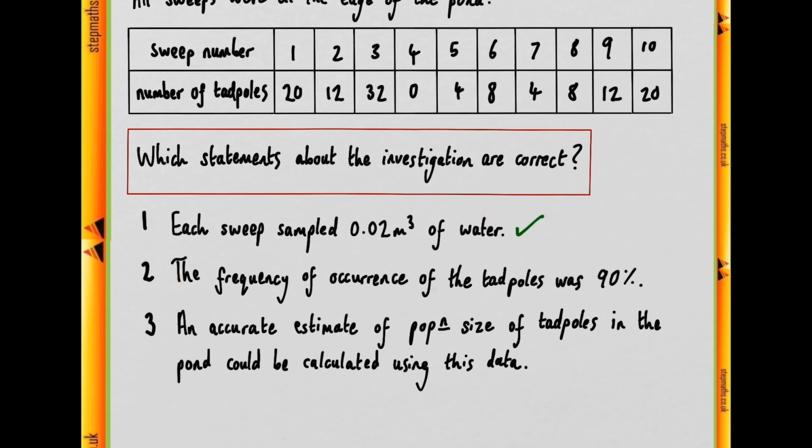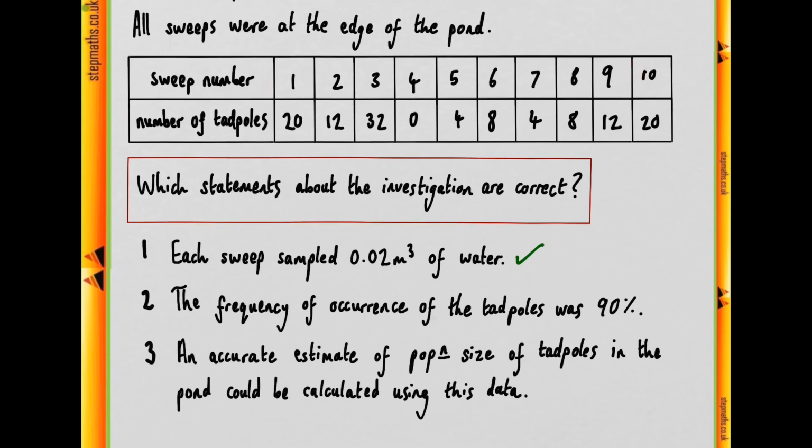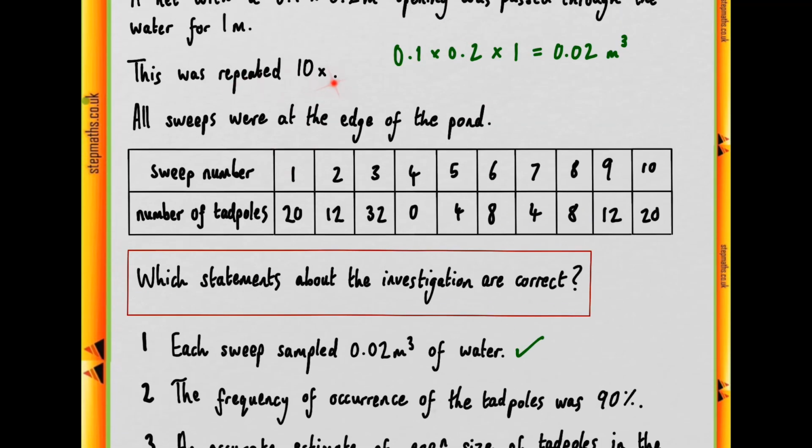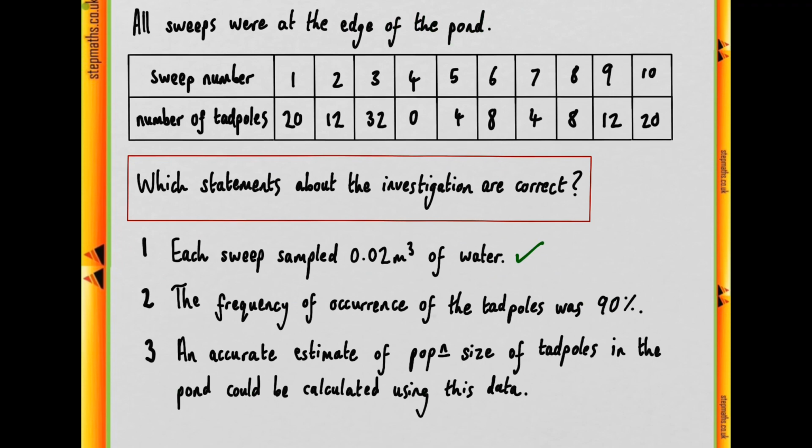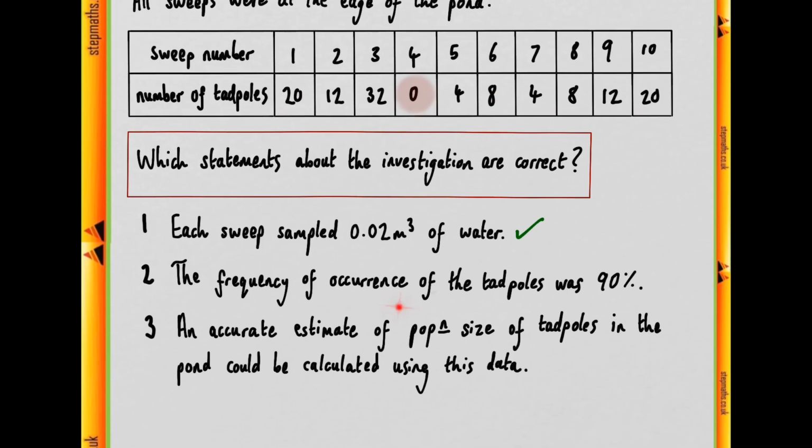Moving on to statement 2, the frequency of occurrence of the tadpoles was 90%. Now, frequency of occurrence is assessing the number of times or the regularity with which there was a positive finding. So let's have a look at our table where, as we were told, there were 10 different repeats, and in each of them, apart from one, in sweep number 4, tadpoles were found, so tadpoles did occur. So the frequency of occurrence is 9 out of 10, and therefore 90%.